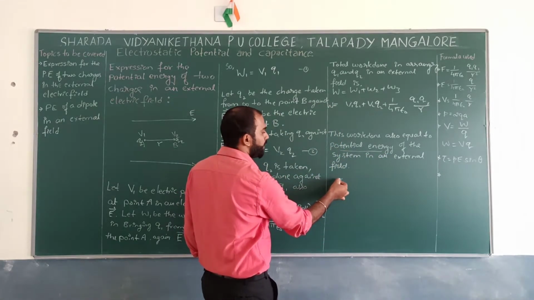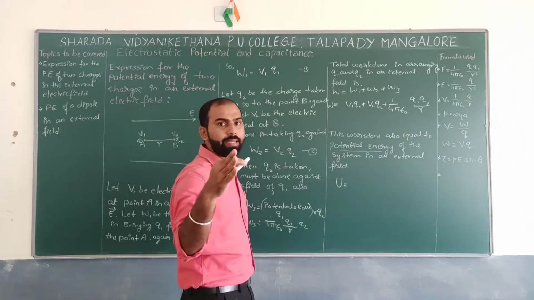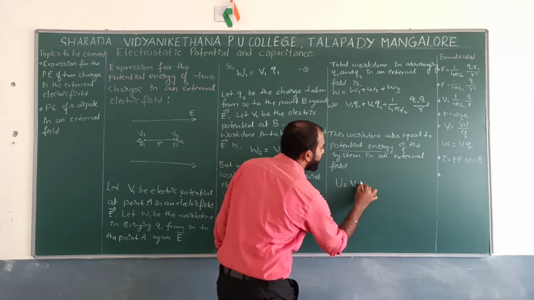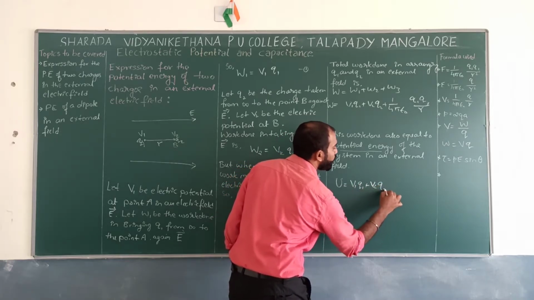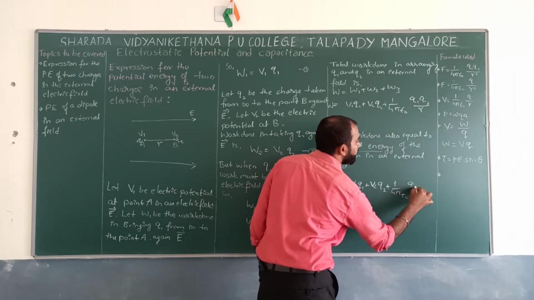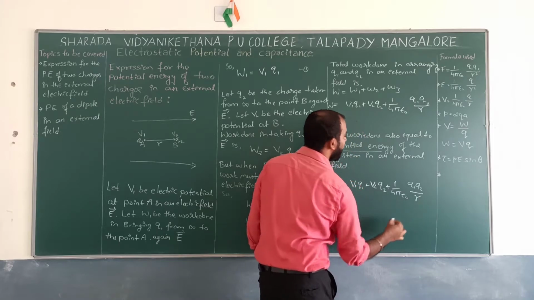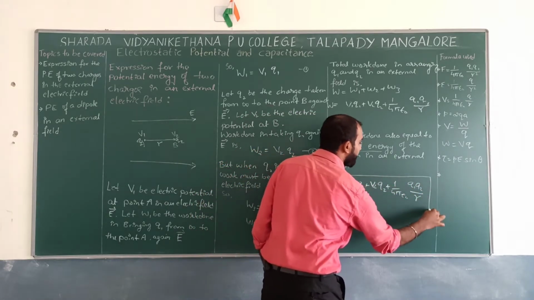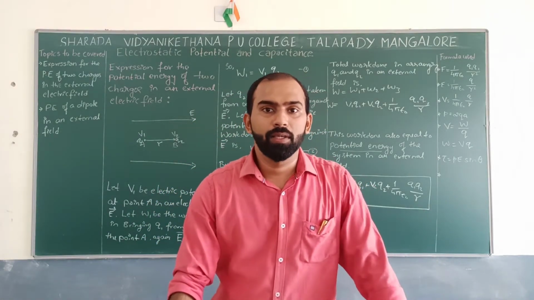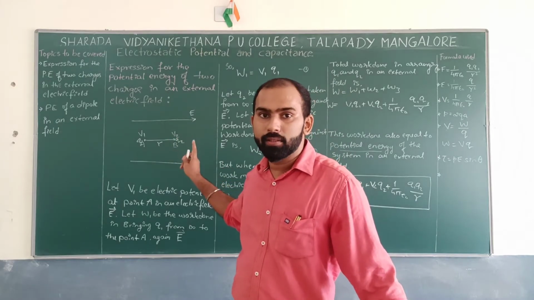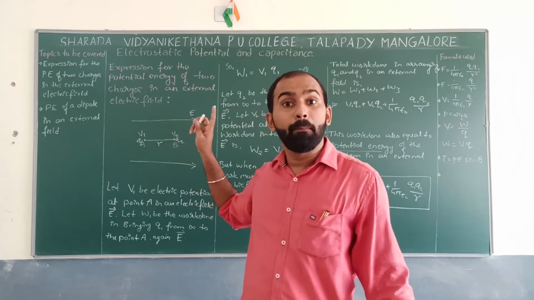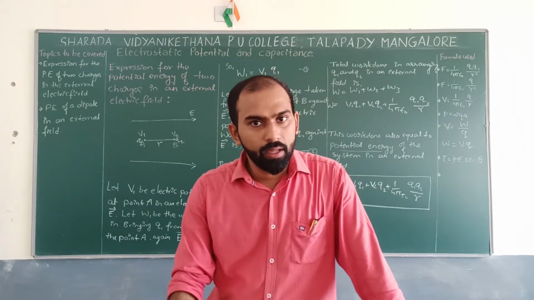So your W can be replaced by U. Why? Because it is an indication of which energy? Potential energy. So that is V1 Q1 plus V2 Q2 plus 1 by 4 pi epsilon naught Q1 Q2 by R. So this is what I can expect: the potential energy of two charges in the presence of an external electric field.